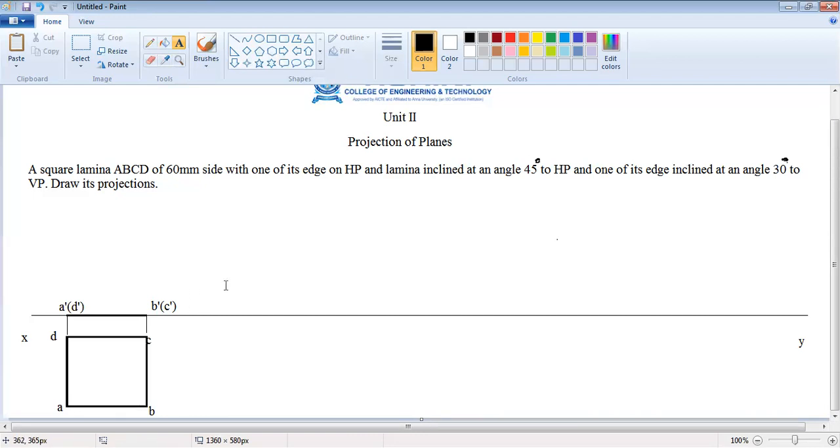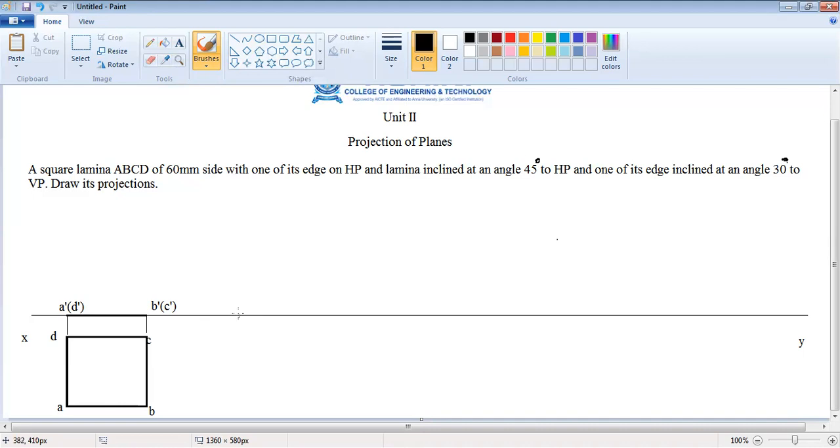So the next step is we have to draw the surface inclination. In projection of planes, the second step is the surface inclination of the plane. Here the surface inclination is given as the lamina is inclined 45 degrees to the horizontal plane, which means we can see a line inclined 45 degrees in the front view. So we have to draw this line at 45 degrees.